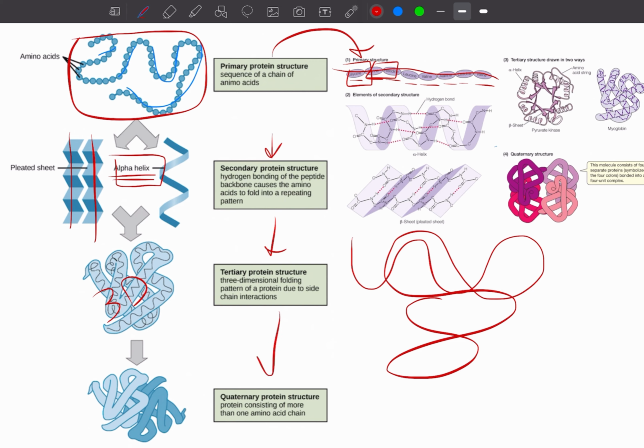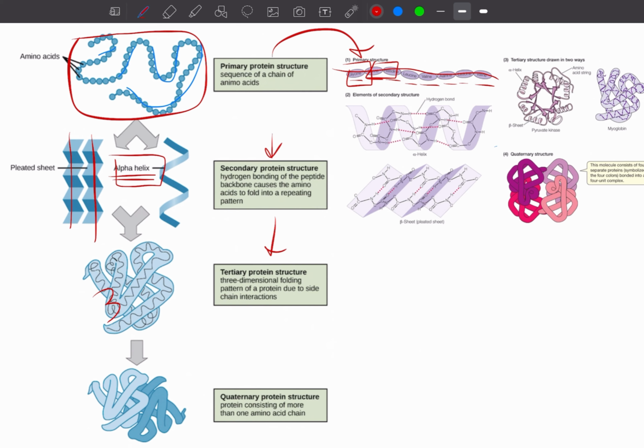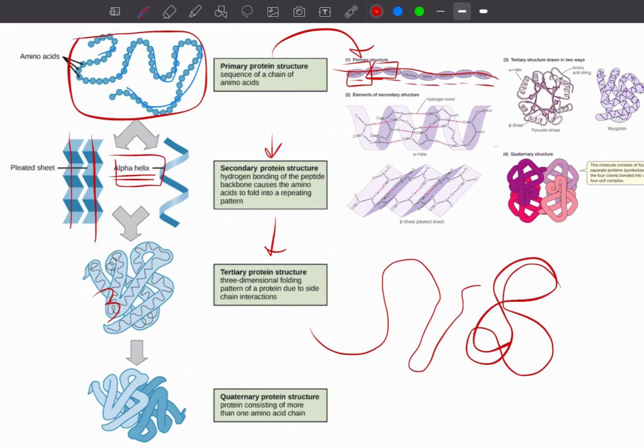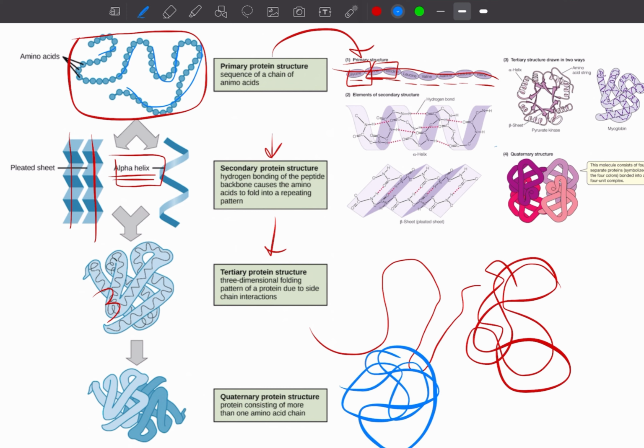And then last, we have quaternary protein structure, which are proteins consisting of more than one amino acid chain. So we know that we can have an amino acid chain. This can actually be one protein right here that I draw. This can be one protein, right? But then what can happen is we can have another polypeptide be formed right here, and then maybe another one here, and then another one here.